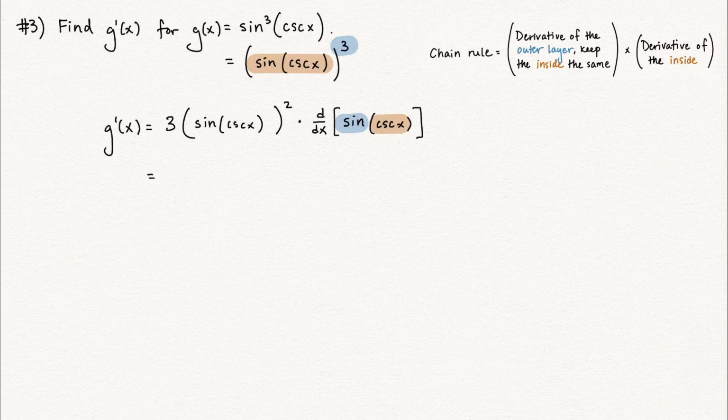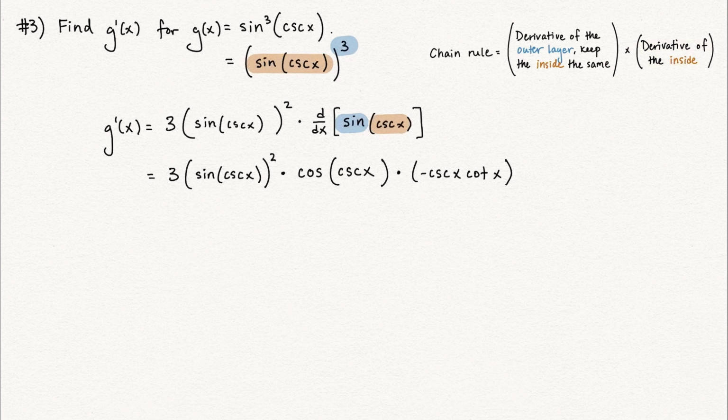So we get that this will be equal to, well, my first term will stay exactly the same, so this will be 3 times sine of cosecant x, all squared, then times, and now for the chain rule, we're going to first differentiate the outer layer, which is our sine function, our blue function here, which is going to be cosine. And then we're going to keep the inside the same, so we're going to plug cosecant x back inside. And then we're going to multiply this by the derivative of the inside, or the derivative of our orange layered function. And the derivative of cosecant is negative cosecant cotangent.